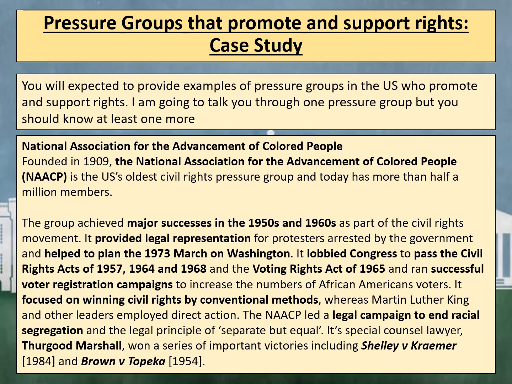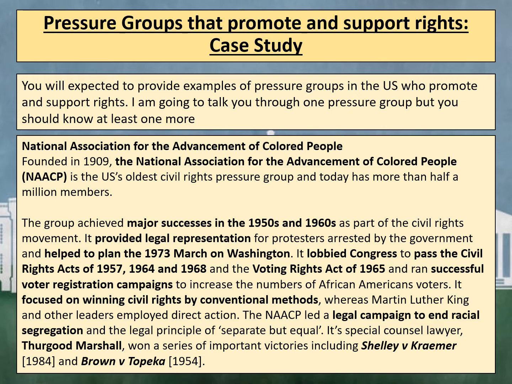You will be expected to provide examples of pressure groups in the US who promote and support rights. I'm going to talk you through at least one pressure group, but you should know at least one more than this. There is the National Association for the Advancement of Coloured People. Founded in 1909, the National Association for the Advancement of Coloured People, the NAACP, is the US's oldest civil rights pressure group and today has more than 500,000 members.